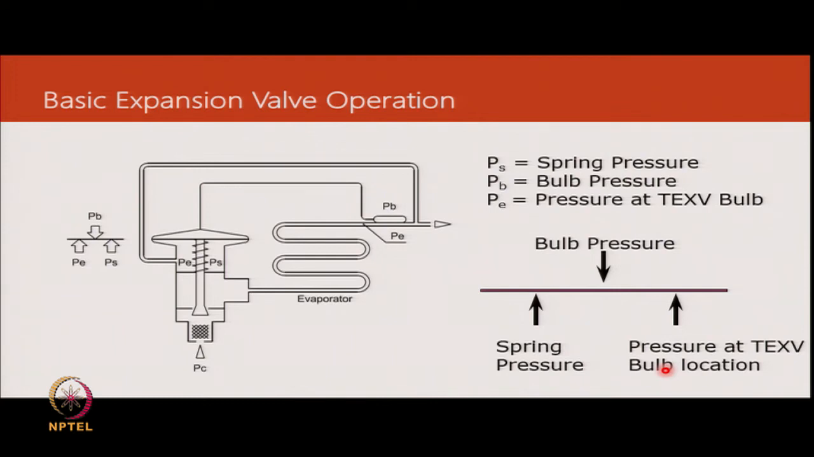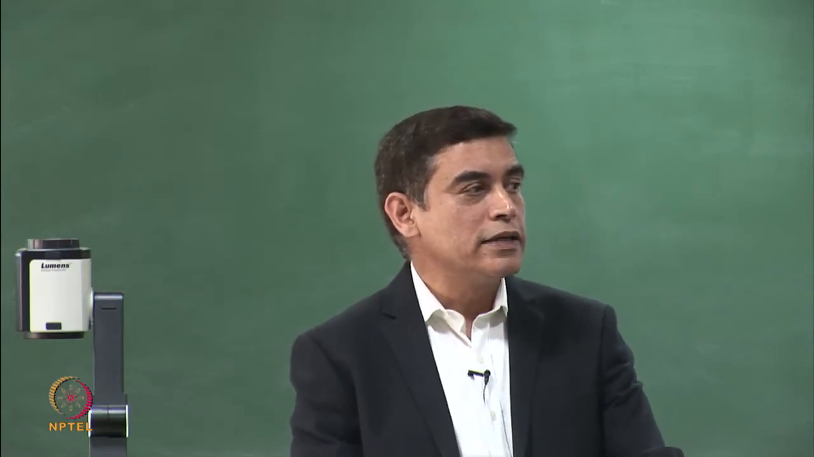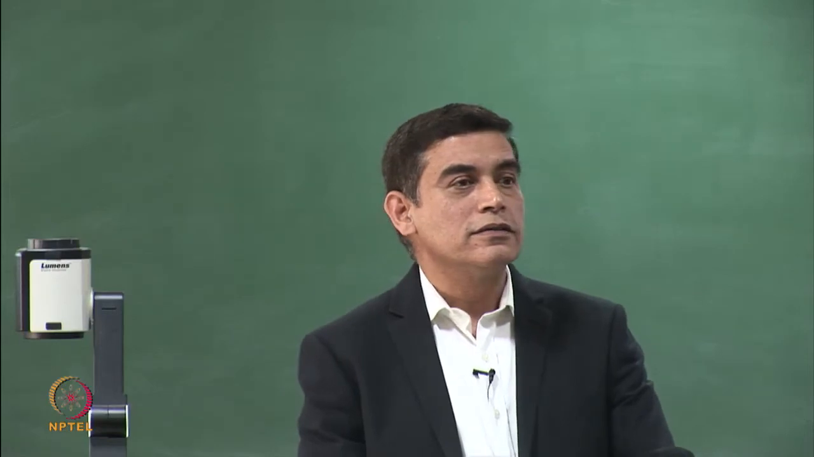So what happens in an externally equalized thermostatic expansion valve is, instead of using this pressure from the evaporator act on the lower surface of the diaphragm, we put in another tube. So this is a copper tube which would connect the point at which we place the thermostatic expansion valve bulb to the lower end of the diaphragm. So here what has changed is the bulb pressure remains the same, the spring pressure remains the same, and we have pressure at the thermostatic expansion valve bulb location. So it is more accurately representing saturation conditions at the evaporator outlet, or more correctly said, at the point at which we are sensing the bulb.